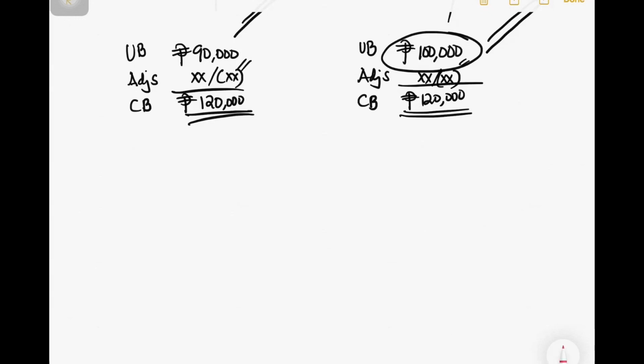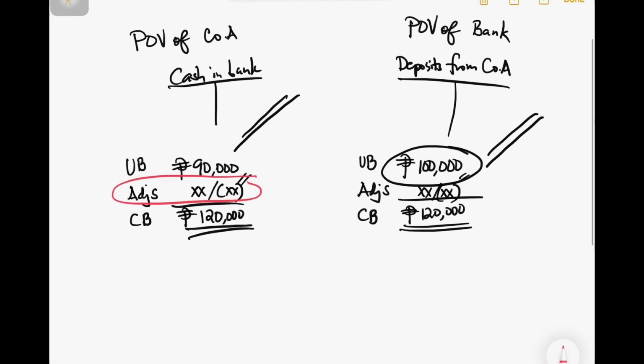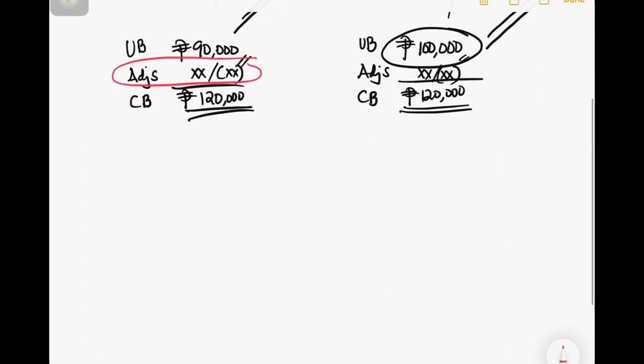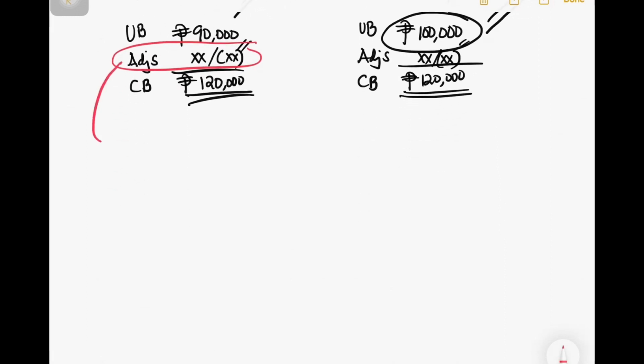Now, I will talk about the adjustments here. And this is books, the point of view of the company. And in books, like if you are reading your FABM books, this is called book reconciling items.